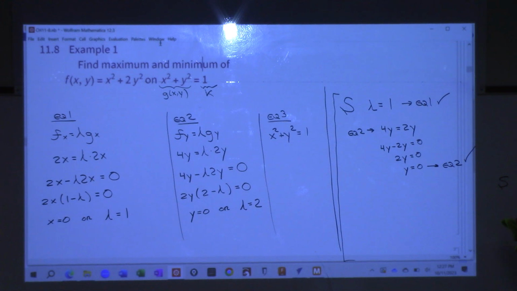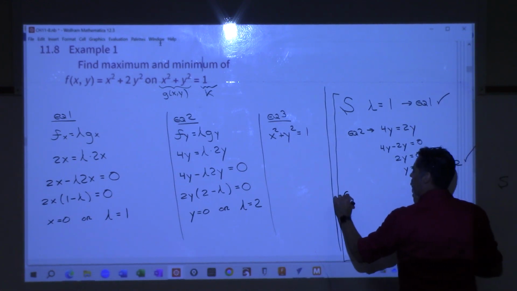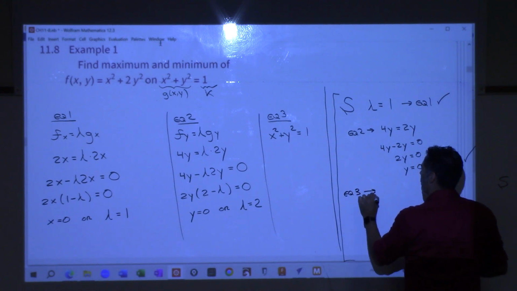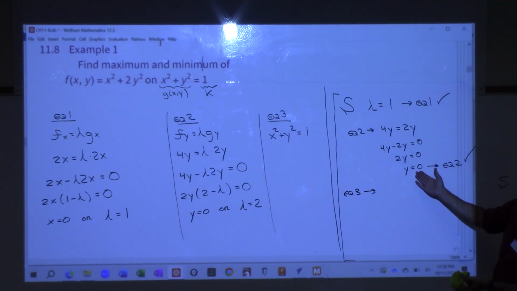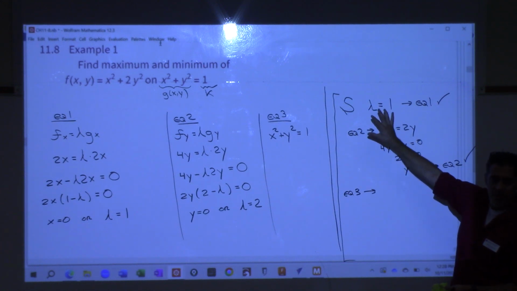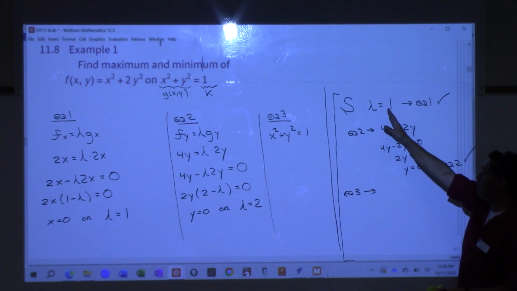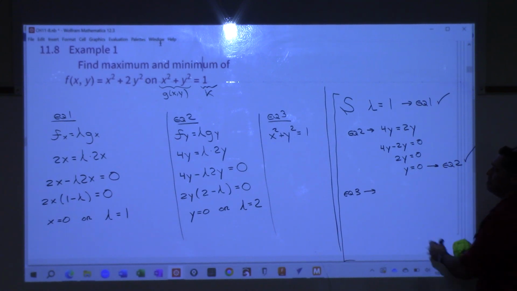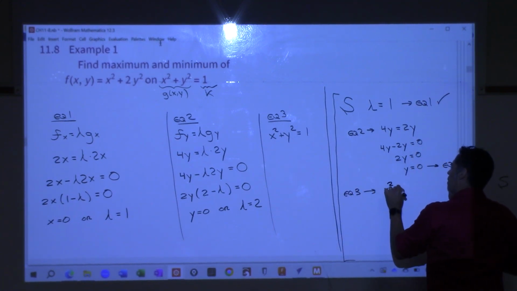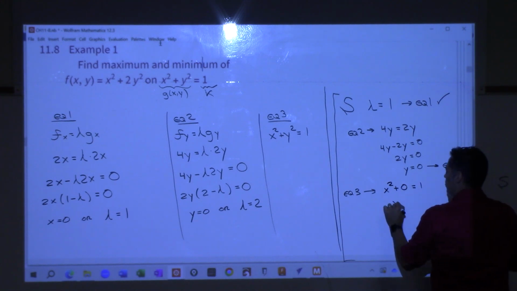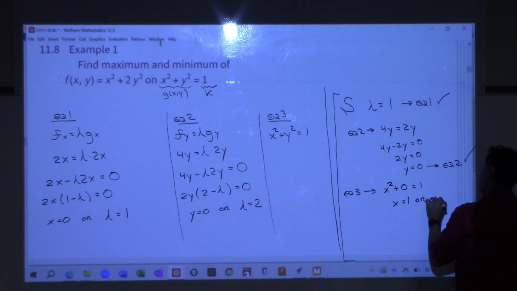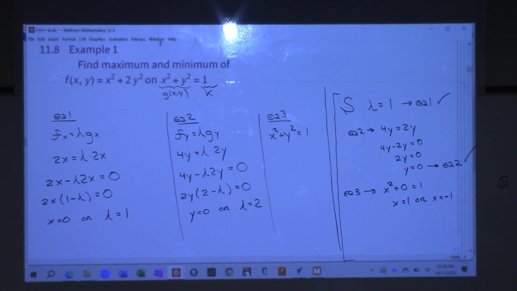And now we need to look at equation 3. Equation 3 we haven't dealt with, right? So far equation 1's good, equation 2 is good. How do we get equation 3? Well, y is 0. Remember, we're living all under this supposition that lambda was 1, which forced y to be 0, which forces this to become x squared plus 0 squared equals 1, which means x is 1 or x is negative 1. And now equation 3 is good. So I've got equations 1, 2, and 3 all good.